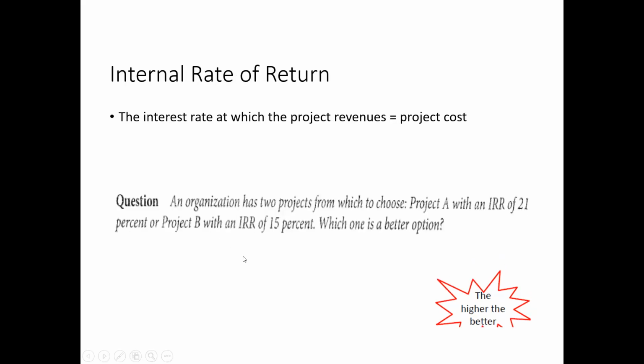Okay, so what is the internal rate of return? The interest rate at which the project revenues equal the project cost is called the internal rate of return. So an organization has two projects: project A with an internal rate of return of 21% and project B with an internal rate of return of 15%. Which one is a better option? Project A or B?